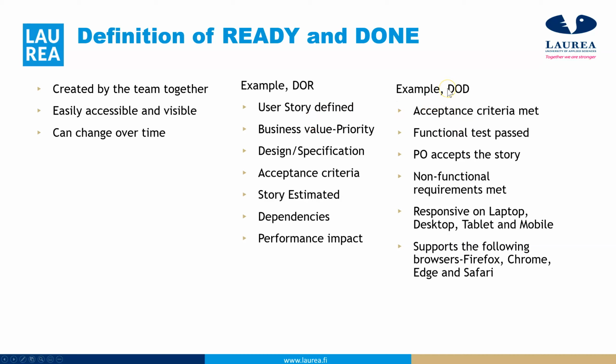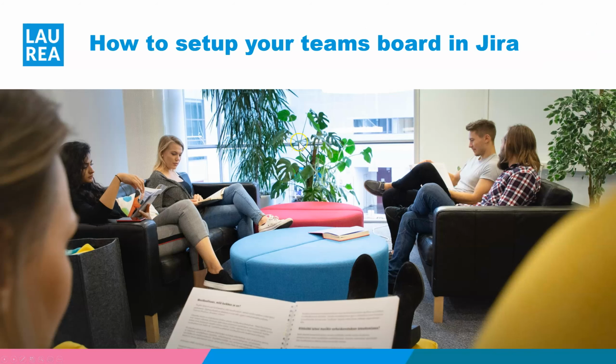And here the definition of done could be that acceptance criteria have been met, functional tests pass, the PO, the product owner, accepts the story, and non-functional requirements like security and other things have been taken into consideration. And again, depending on the team, do you need the application to be responsive or anything? Of course, this could also be covered in the acceptance criteria, so then you don't even have to write it separately. But this is just an example.